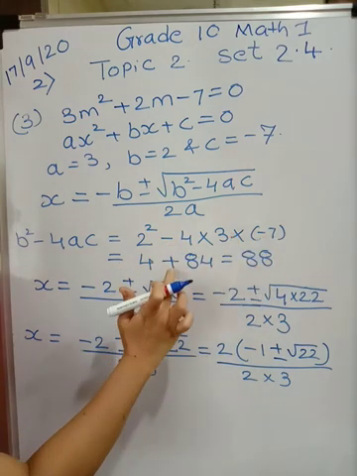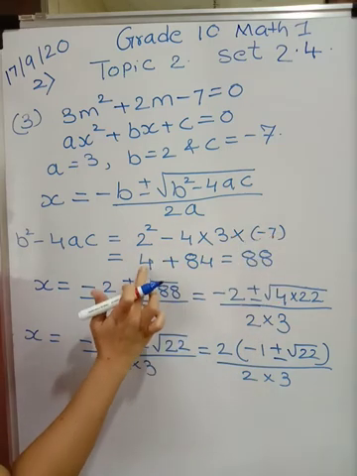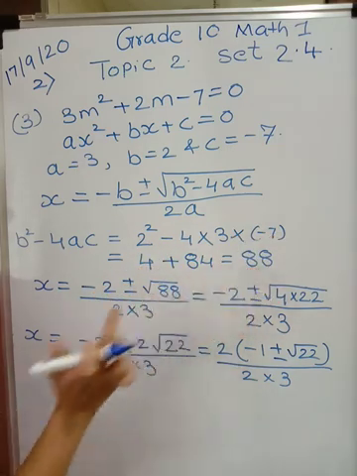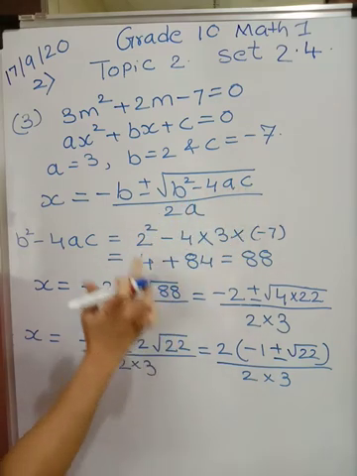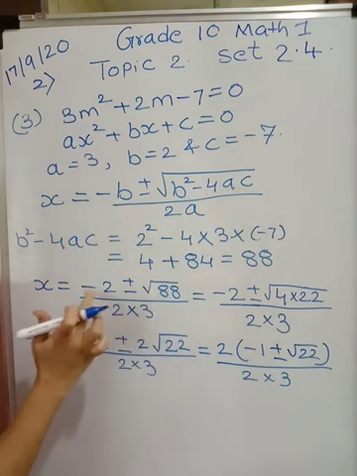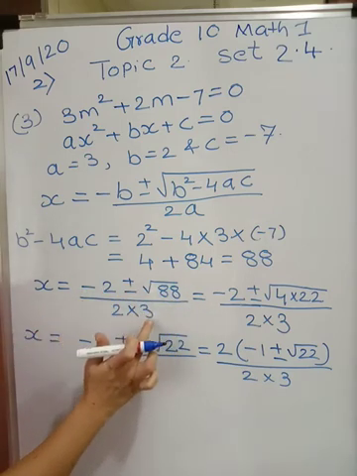Minus into minus will be plus. 4 3s are 12, 12 7s are 84, and 2 square is 4. 4 plus 84 will give you 88. So the value of b square minus 4ac is 88. b is 2. So what you get? Minus 2 plus or minus root 88 upon 2 into a, where a is 3.